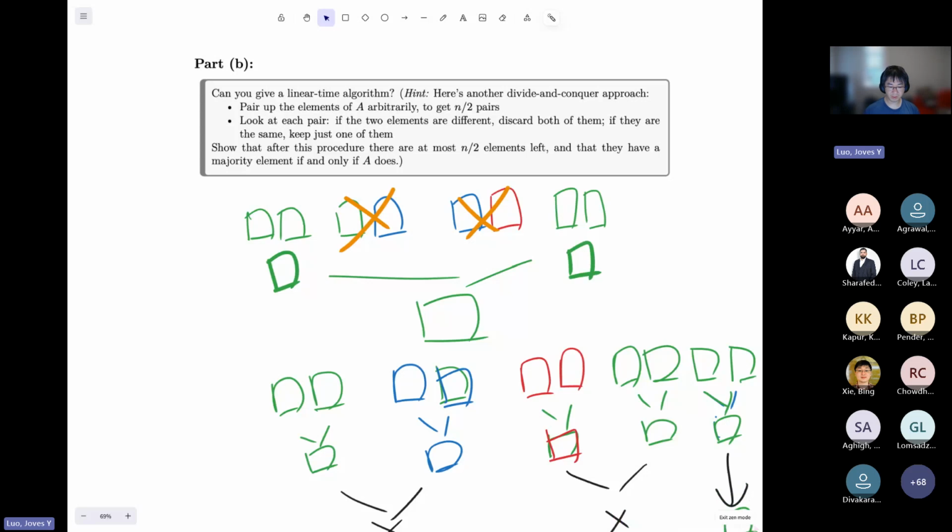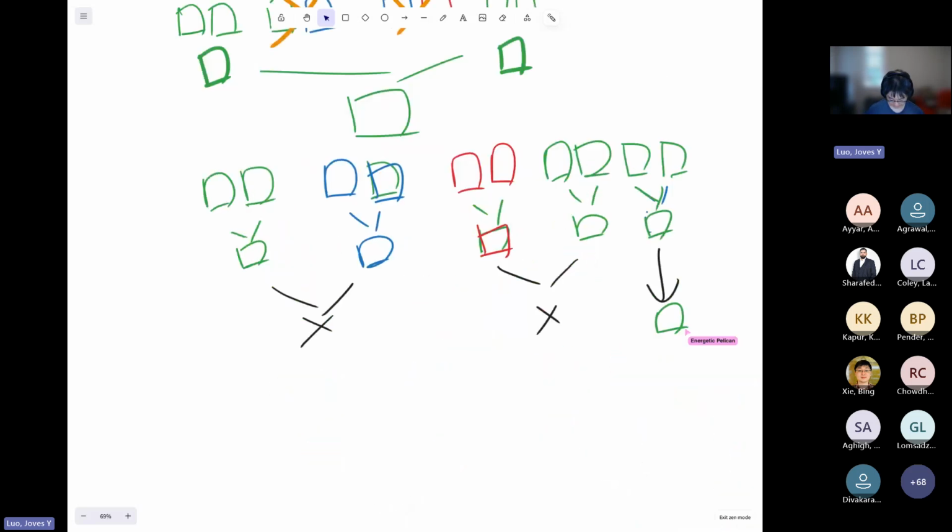But what if we don't match them up like that? Because remember, the pairing is kind of arbitrary. What if instead we match up these two, which becomes one green? This red has nothing to match, right? If this red has nothing to match, what do we do with this red? So we have to come up with an idea of what to do with an odd number candidate.